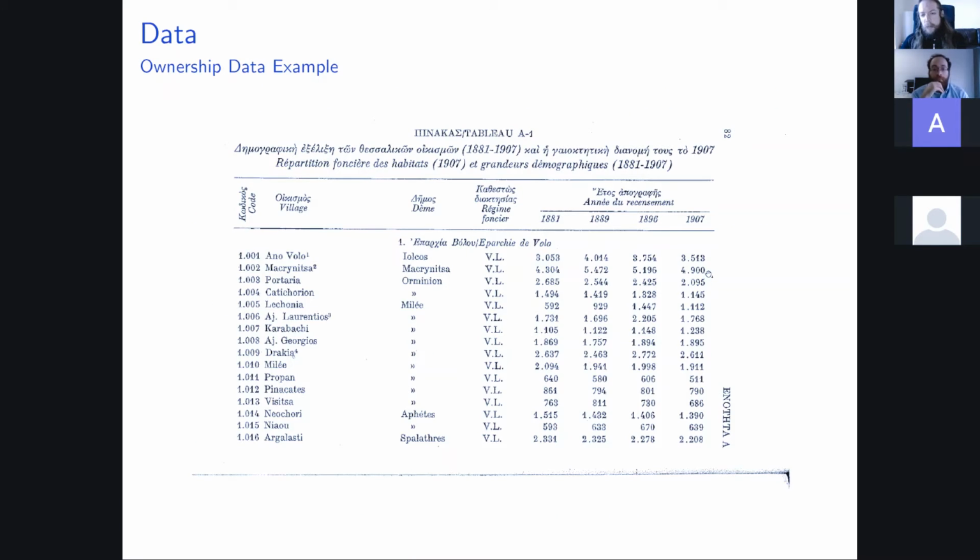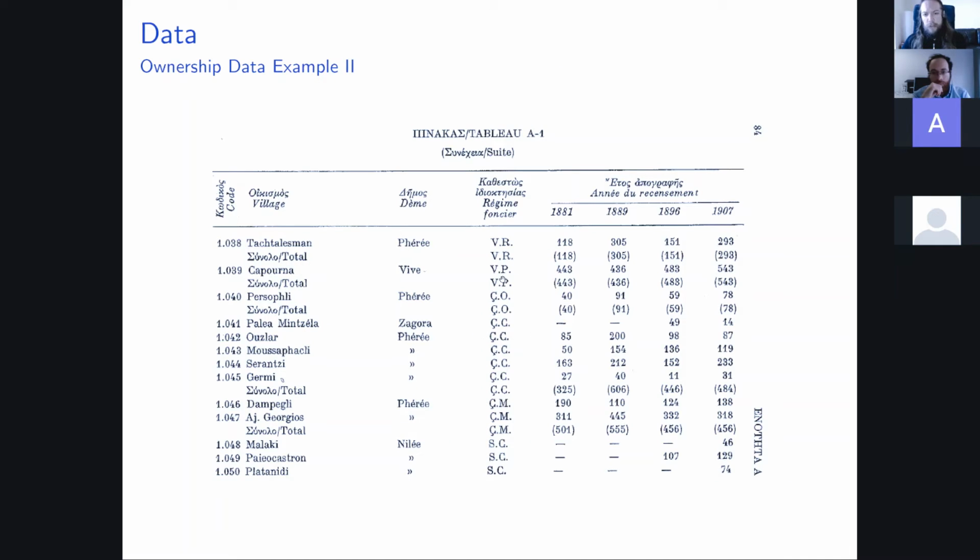So this is just an example of the data. You can see on the left, you have the names of the villages, and you have the regimes in the middle. And here, for instance, you have the population numbers for 1881, 1907, and in between. And this is just to show you the variation. So you have different regimes.